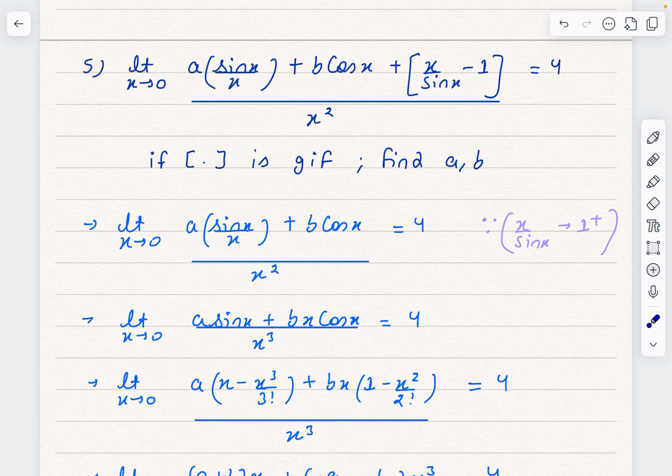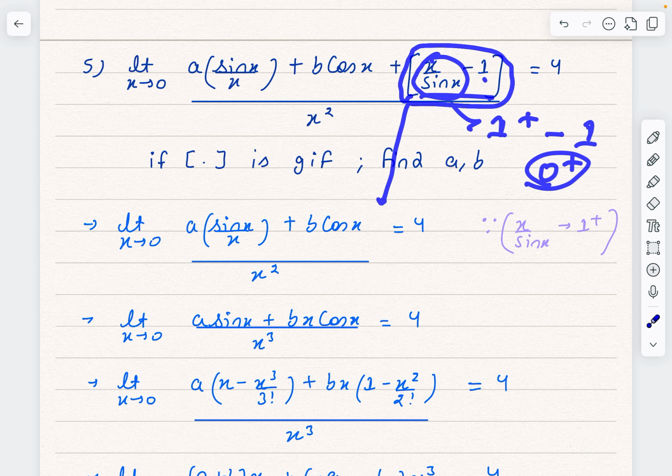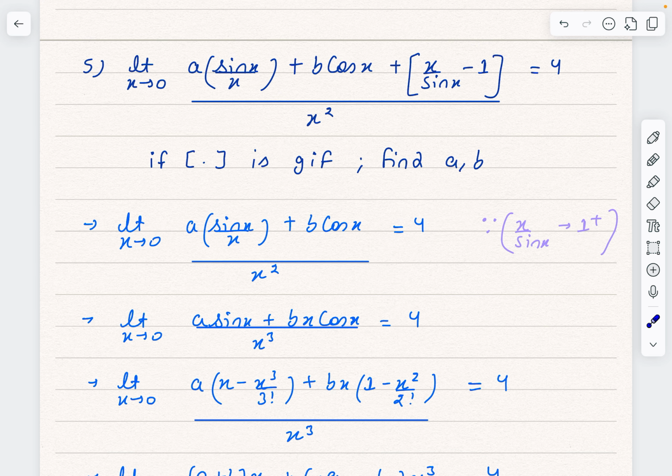First of all, if you remember, x by sin x will be slightly more than 1. When you subtract 1, you get slightly more than 0, and step of that will be just 0. So this thing is exactly 0. We just ignore that now. We don't need to use any limit or anything there. This number is slightly more than 0. Step of that is exactly 0. So just have a sin x by x plus b cos x by x square equal to 4.